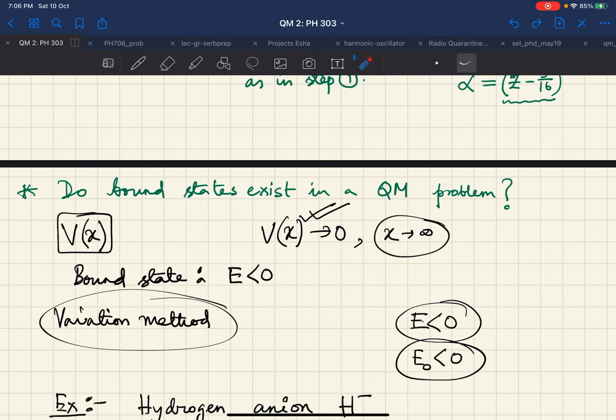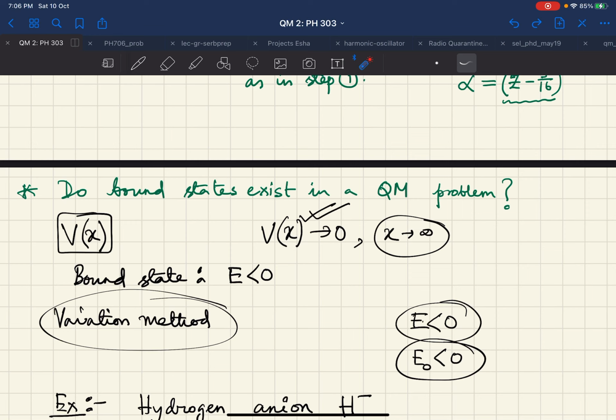As I said, in many problems the existence of an upper bound on the ground state, or even upper bounds on higher excited states, is very useful. Apart from that, what the variational method can give you is a definitive answer to questions like whether a bound state exists in a quantum mechanical problem or not.